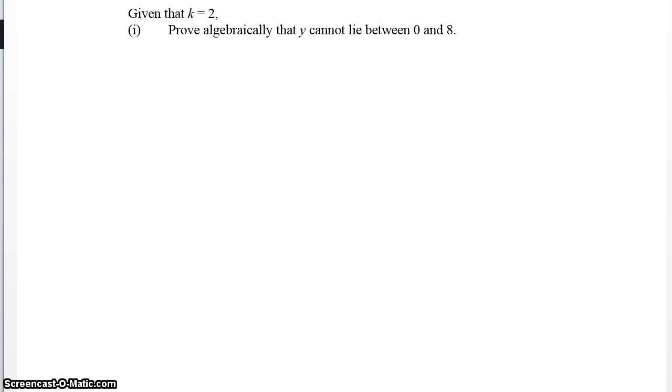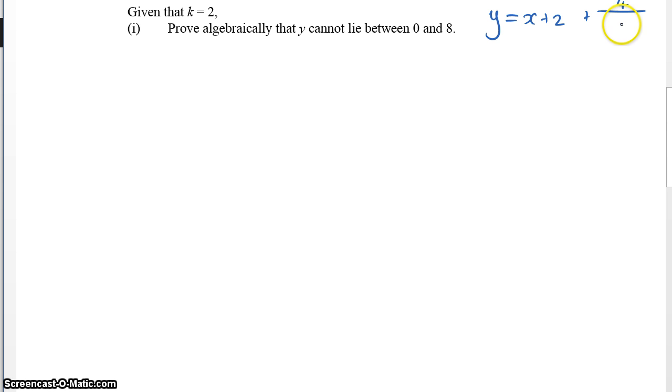The second part is where it starts to get a little bit tricky. It tells us that k equals 2, and that's quite nice because it means I'm dealing with the equation y = x + 2 + 4/(x - 2). So this is now the equation that I have. And I want to prove algebraically that y cannot lie between 0 and 8.